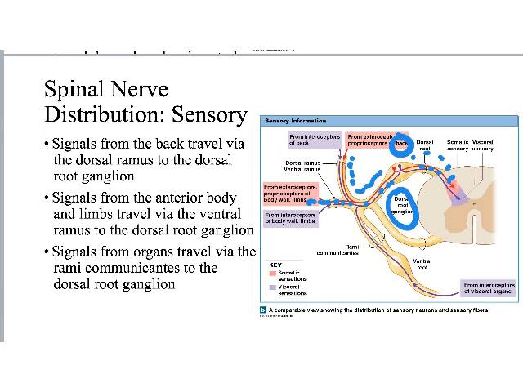Sensory information that's coming from your organs is going to do the same thing that the motor information did, just in the opposite direction. So it's going to follow the rami communicantes and eventually synapse again at the dorsal root ganglion, and then from there go to the spinal cord.